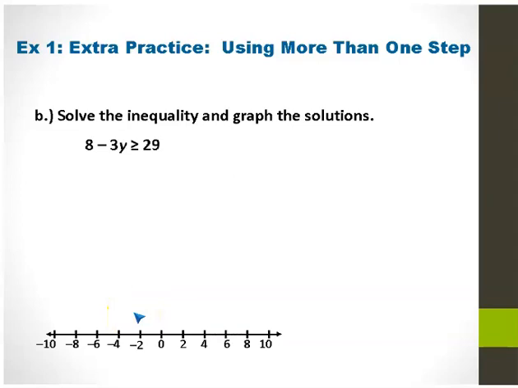I'm going to let you work this one on your own. Go ahead and pause the video, work this out, and graph it on your note package. Okay, let's see how we did here.